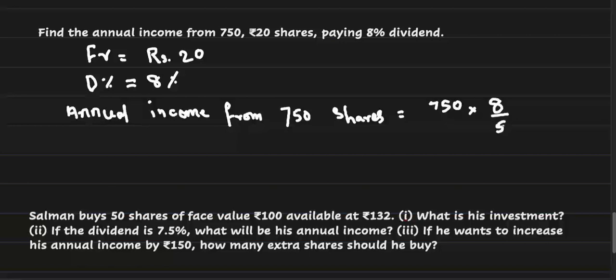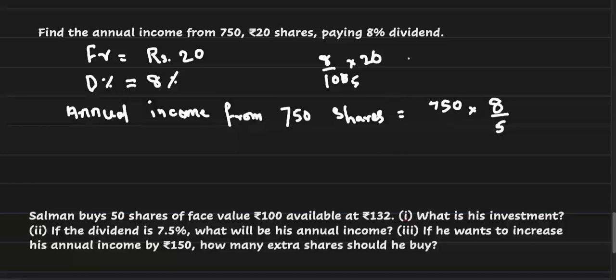How I got this 8 by 5? You know very well, right? For one share you will be having 8 by 5. 8% of rupees 20, how will you calculate? 8% of this, 8 by 100 into 20, right? So this gets cancelled 1 time, 5 times, so you will get 8 by 5.